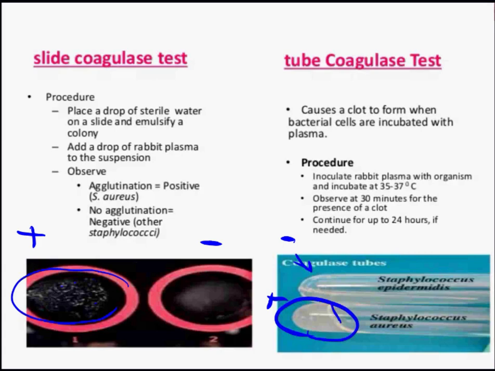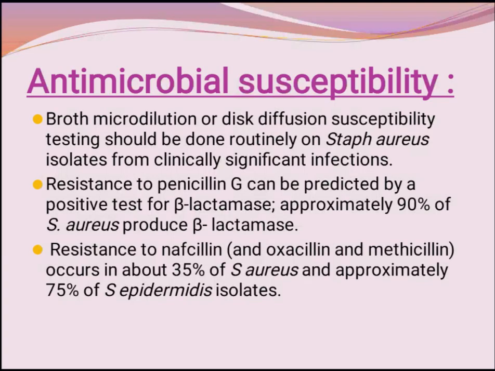Catalase test, when done, all the Staphylococci are catalase positive. Coagulase test, when done, the slide method in the case of Staphylococcus aureus and the tube method will give us a positive test. For serious infections caused by Staphylococcus aureus, we need susceptibility testing, which is done either by broth microdilution or diffusion susceptibility testing. It should be routinely done on Staphylococcus aureus isolates from clinically significant infections.